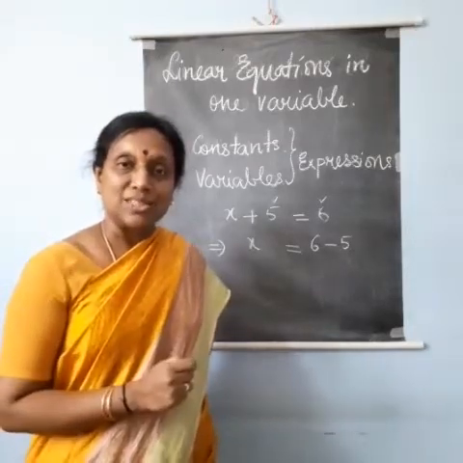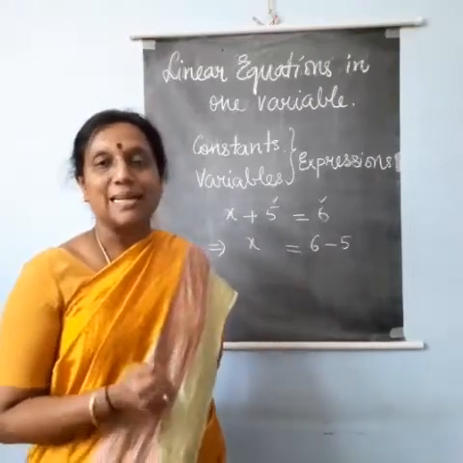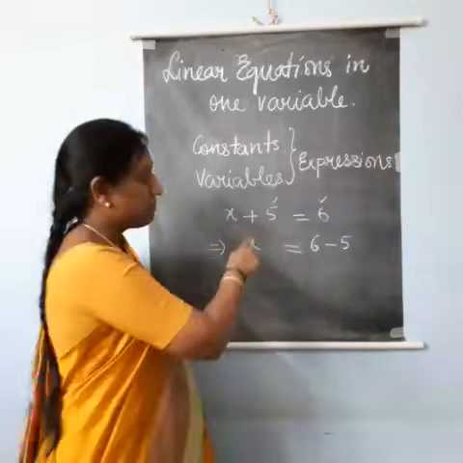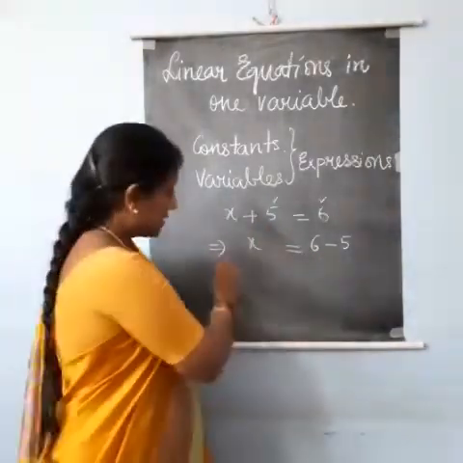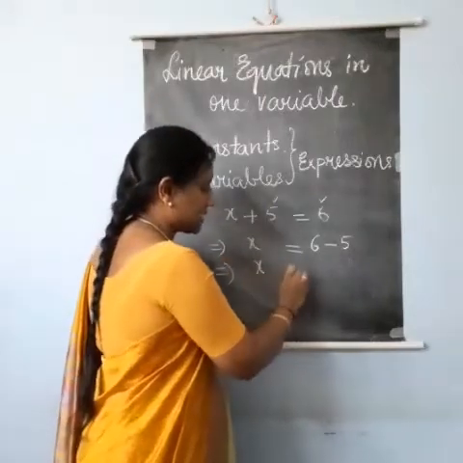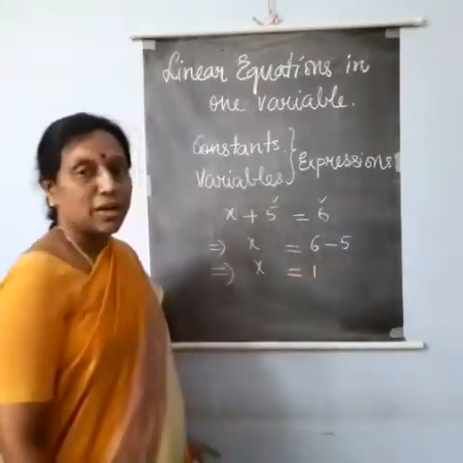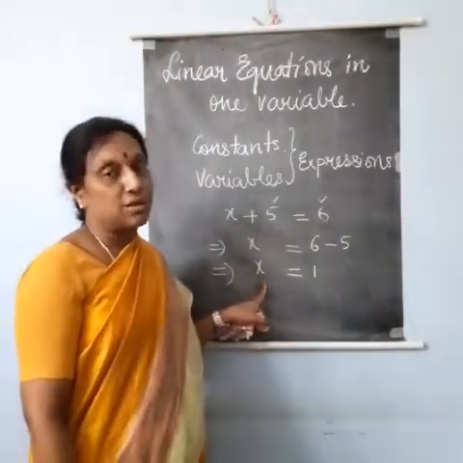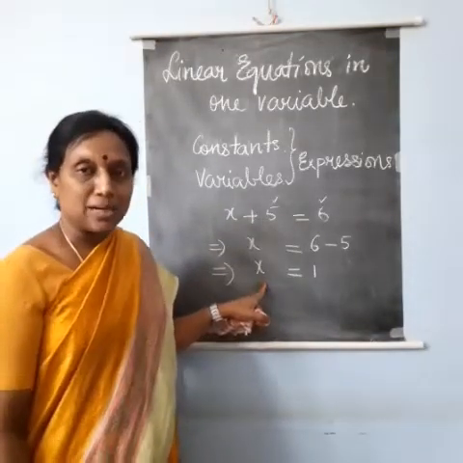And multiplication, the operation, when you take it to the other side, it will become division, and division will become multiplication. Have you understood? So this plus, when I have taken it that side, it has become minus. So what happens? We have x is equal to 6 minus 5 is 1. So I have found the value of x. This is known as the solution of this linear equation. Shall we see some more examples?